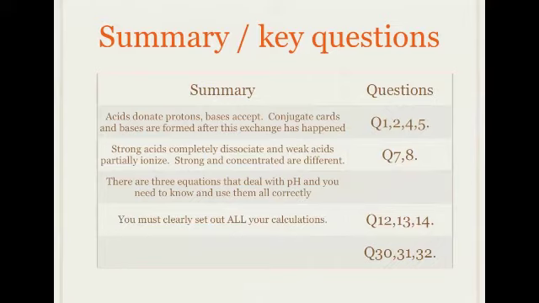You need to know that strong acids completely dissociate. That means that if you've got HCl and you put that into water, every single one will break up into a hydrogen and a chloride ion. Whereas weak acids only partially ionize, and you only get a very, very small percentage of the acid and the hydrogen coming apart. You need to know the difference between strong and weak, and concentrated and dilute. These things are very different. Questions involving that come under numbers 7 and 8.